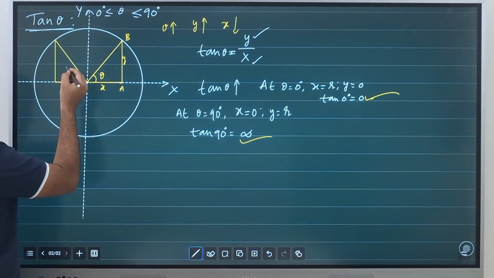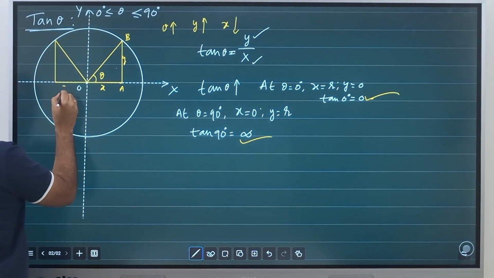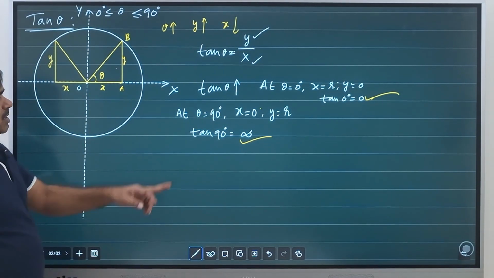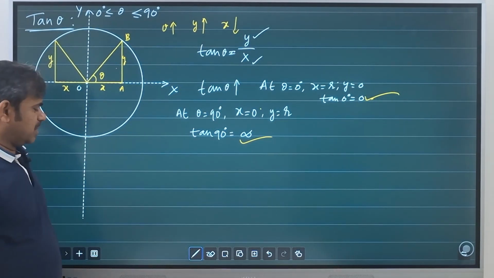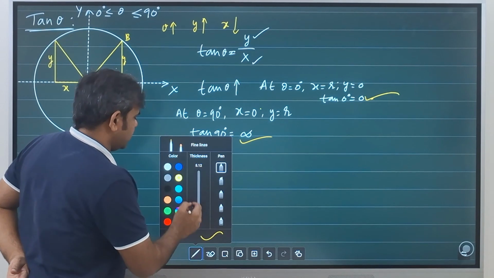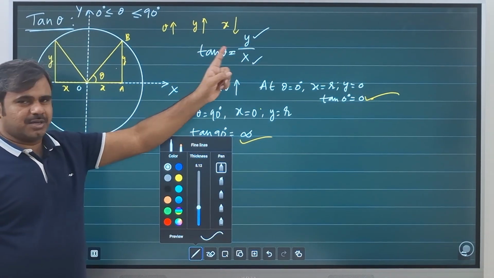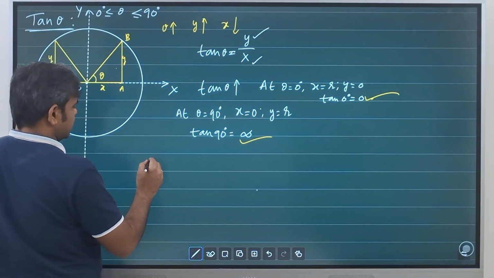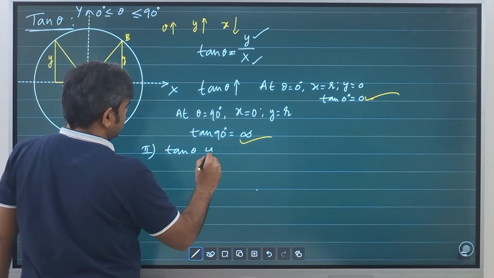In the second quadrant, x is negative, y is positive. So in the second quadrant, tan theta is negative: numerator is positive, denominator is negative. So tan theta is negative in the second quadrant.